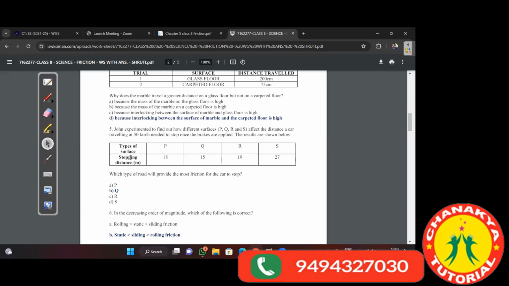John experimented to find out different surfaces. You are given different surfaces P, Q, R, and S. They affect the distance a car traveling at 50 km per hour needs to stop once the brakes are applied. The results are shown below. You can also assume it to be different tires which are being experimented. The stopping distance is given as 18, 15, 19, and 27. Which type of road will provide the most friction for the car to stop?